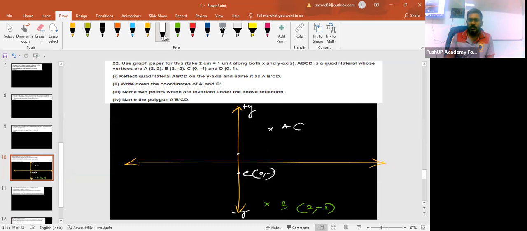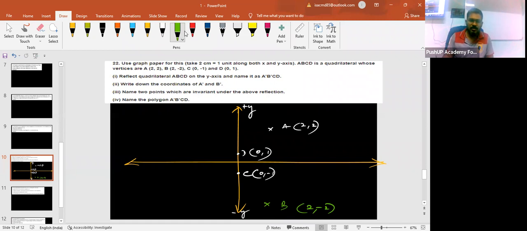So this was A (2, 2) and this is your D, which is (0, 1). All right. You got all the 4 points. Now what are they asking us to do? Reflect quadrilateral ABCD on the y-axis. All right. Reflect quadrilateral ABCD, children.